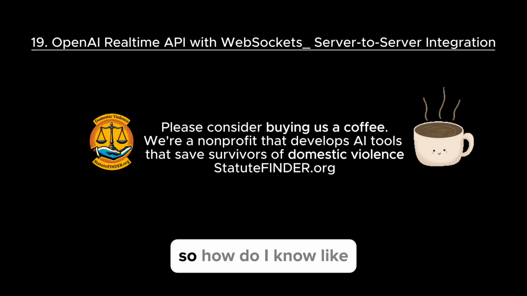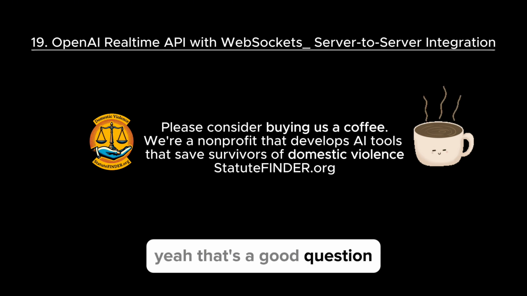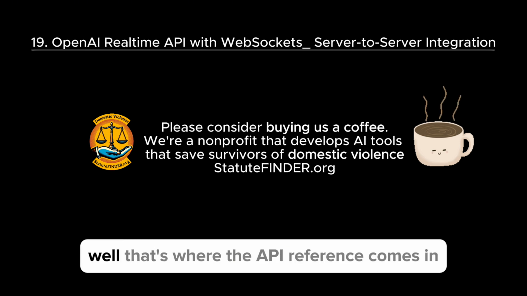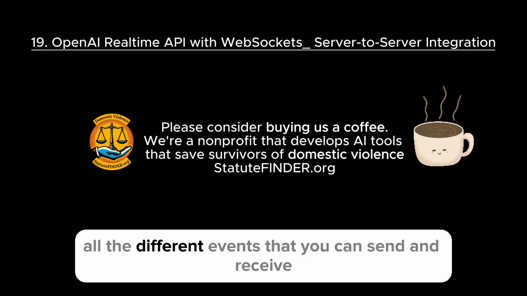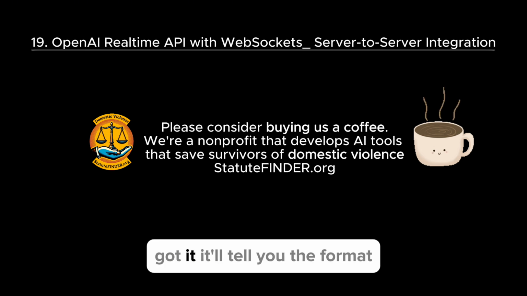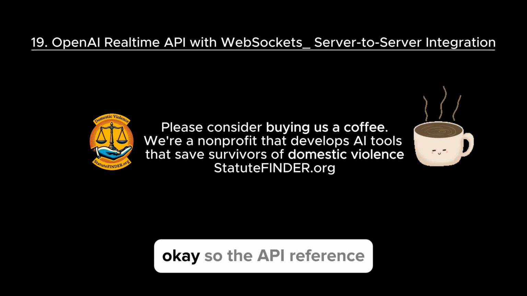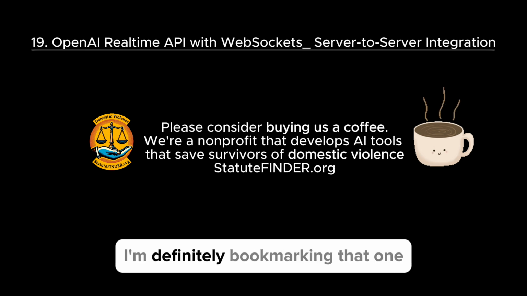It is. So how do I know what kind of instructions I can actually give? That's a good question. It's not like I can just say, do a backflip, and it's going to magically happen. Well, that's where the API reference comes in, within the documentation. Think of it like a dictionary for all the different events that you can send and receive. It'll tell you the format, what parameters you need, and even gives you some helpful examples. So the API reference is like my cheat sheet. Exactly. I'm definitely bookmarking that one.